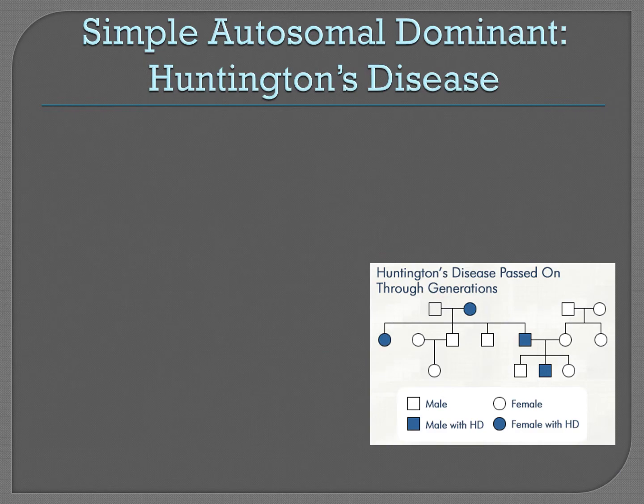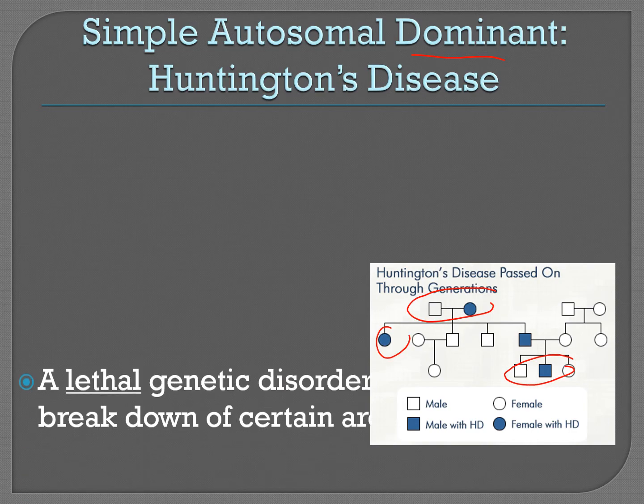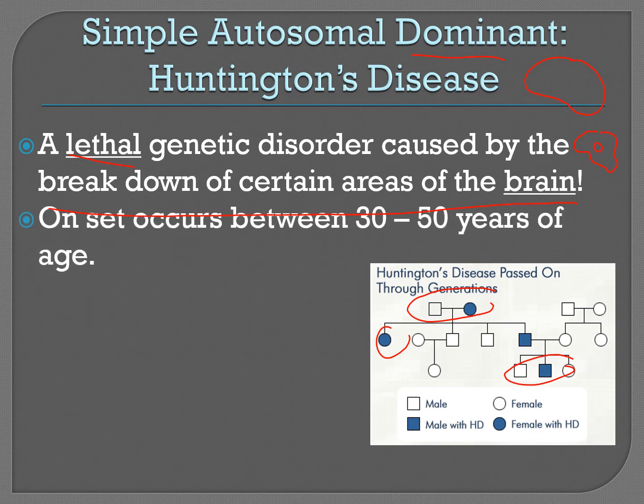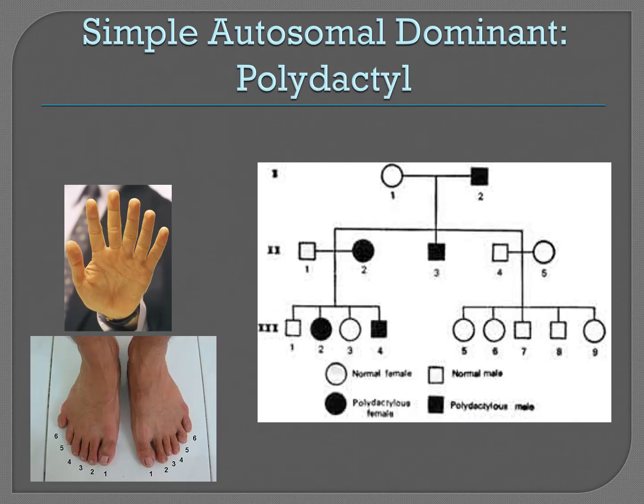So Huntington's disease. This again is dominant. As you see here, it's passed at least one person through each generation. This is very lethal because it breaks down certain parts of the brain. By the time you get older, your brain is shrunken, and pieces are being eaten away. This is not reversible. It happens between the age of 30 and 50. Once you get about that time, your brain begins to deteriorate. No effective treatment, can't stop it.